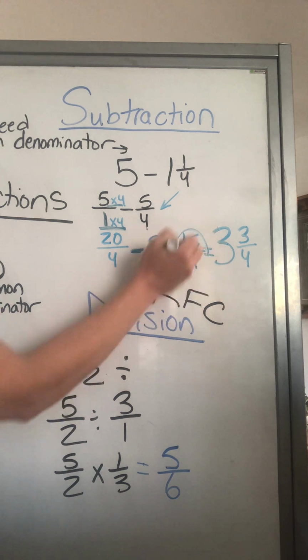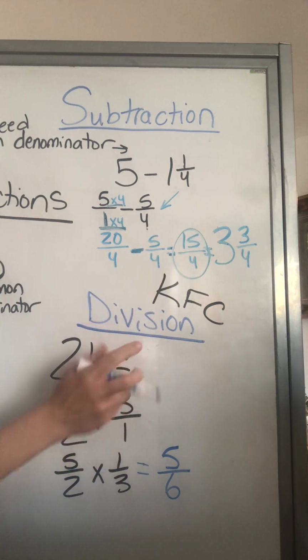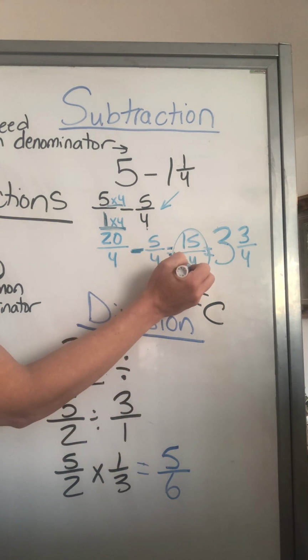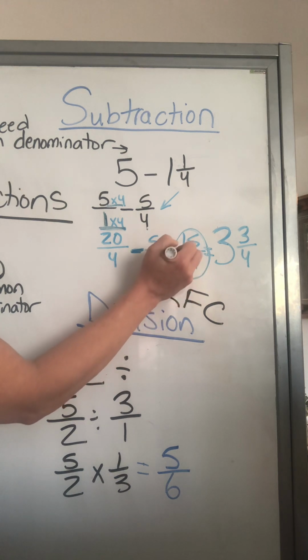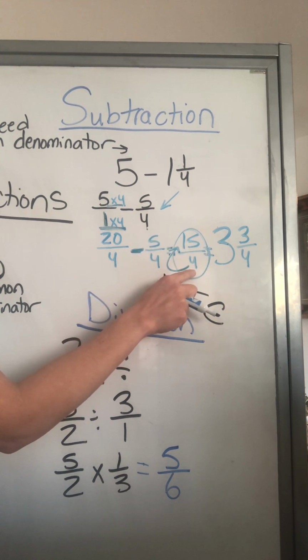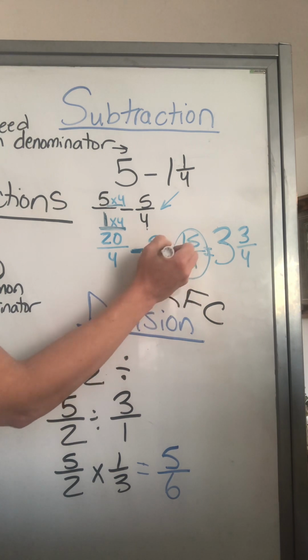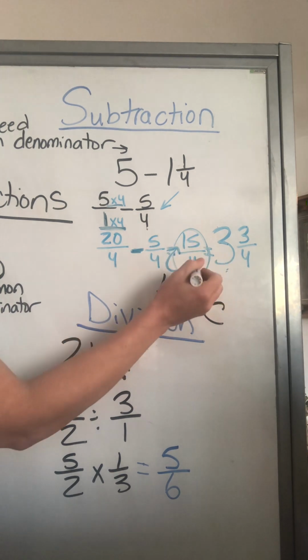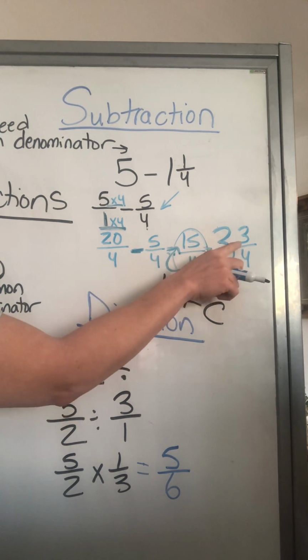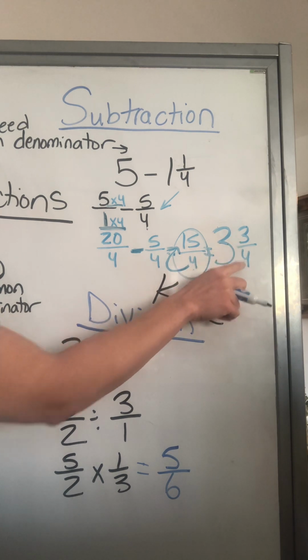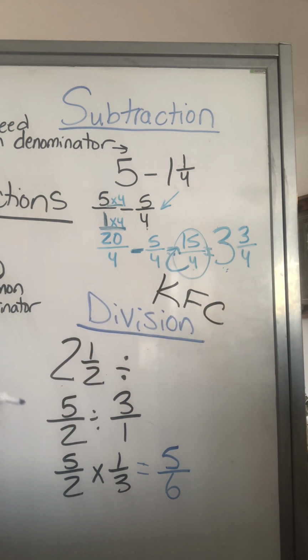Can we keep it 15/4? Absolutely not. Remember, the lower number can't be smaller than the upper number. Your denominator can never be smaller. So we see that 4 goes into 15 3 times. 4 times 3 is 12. Your remainder of 3 goes on top, and you keep your denominator, which is 3 3/4.